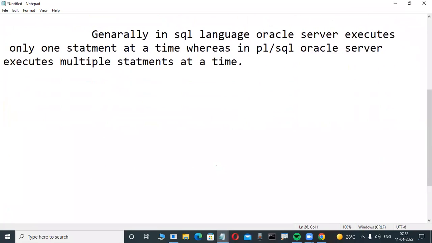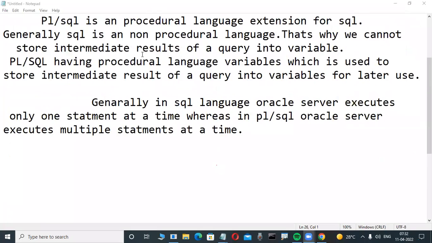Multiple statements at a time. But unfortunately, for non-technical persons, don't worry, because these are all things we are learning practically. It's a practical concept, that's why I'm not only explaining. And now check it out.